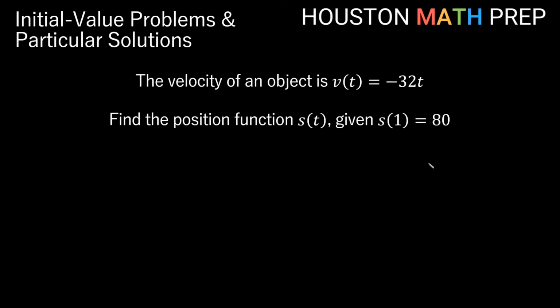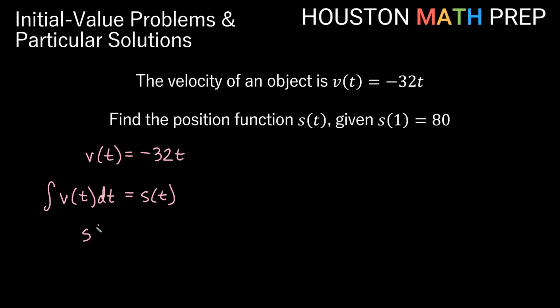If we now change the situation and give you more information, so we give you the velocity is negative 32t, but then we give you some additional information about position, then we're able to find the particular constant that goes with this situation. So think about my same v of t, negative 32t. We already took the antiderivative of this, the integral of v of t, and that gave us the position function, negative 16t squared plus c.